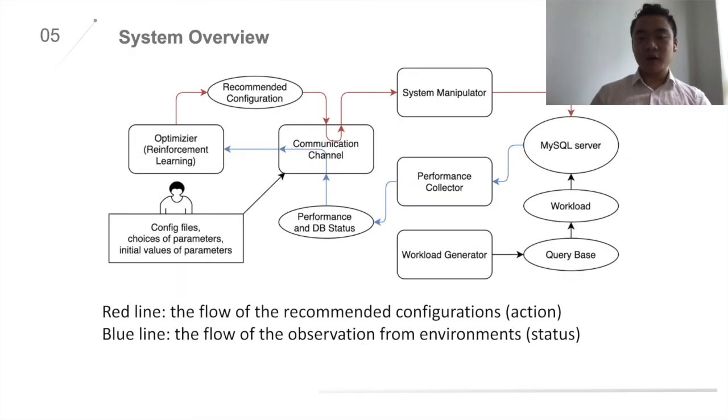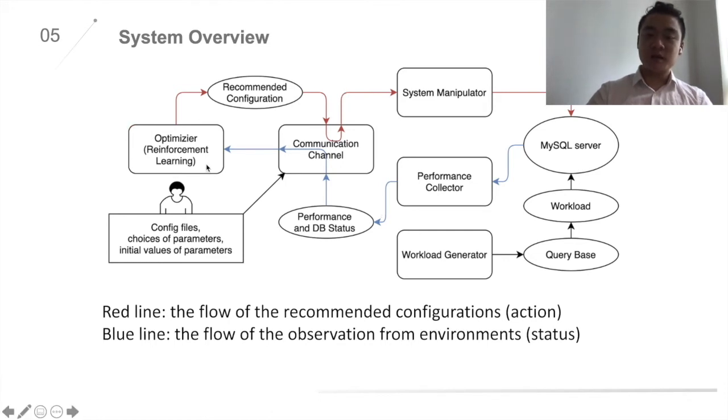The architecture of our system is shown in the figure, starting with users providing config files, which are the choices of parameters like the action variables and the status variables to be observed, and initial values of them. The system manipulator initiates the first round of running the workload. After running the workload, the performance collector collects the performance metrics and database status and passes them to the optimizer.